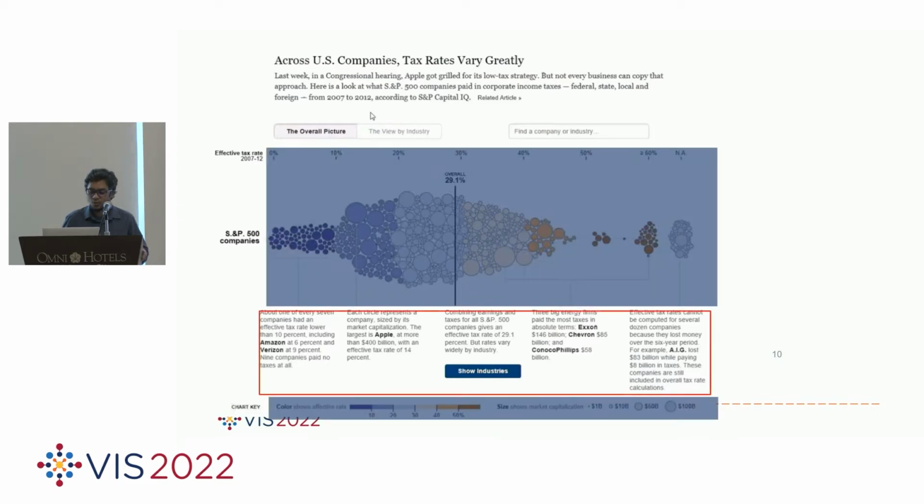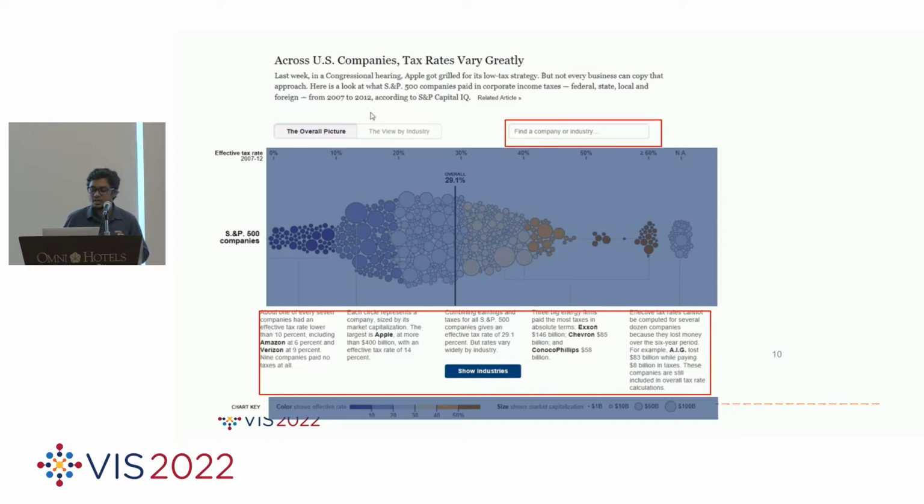But what is interesting here is that for each of these different interesting insights, we have these textual elements that further provide context to all of these interesting phenomena and outliers. And so that's how textual explanation can help the complementary aspect of visualization.